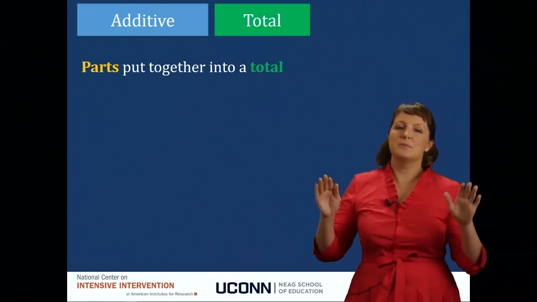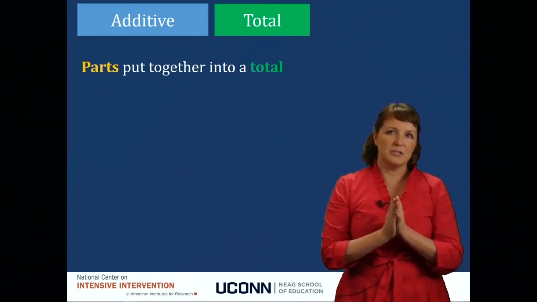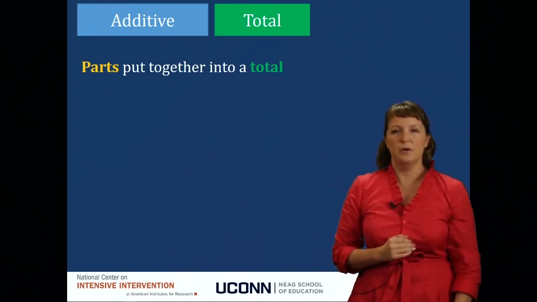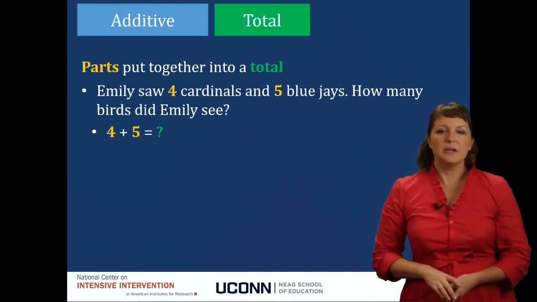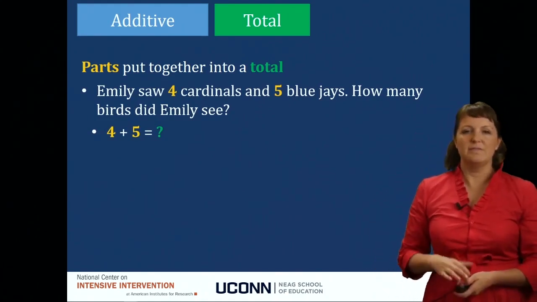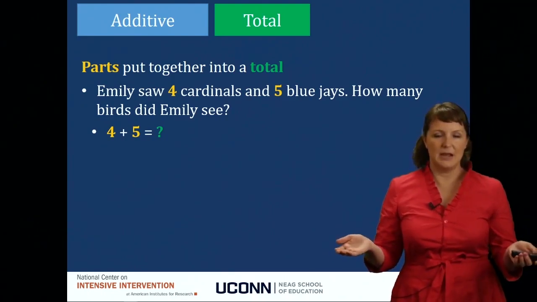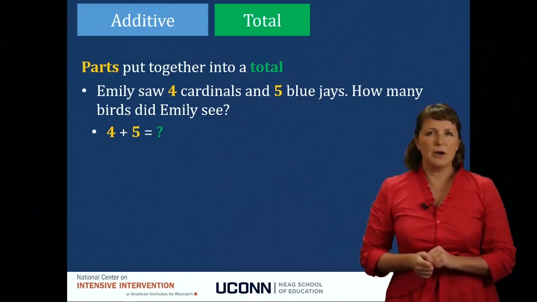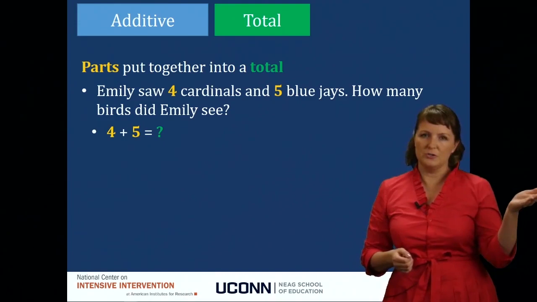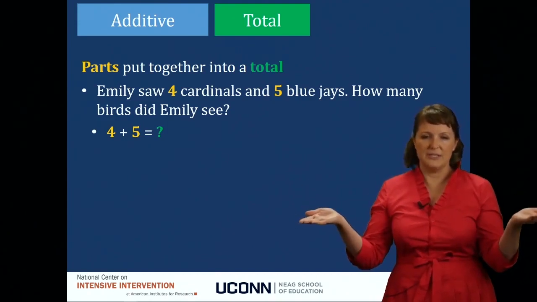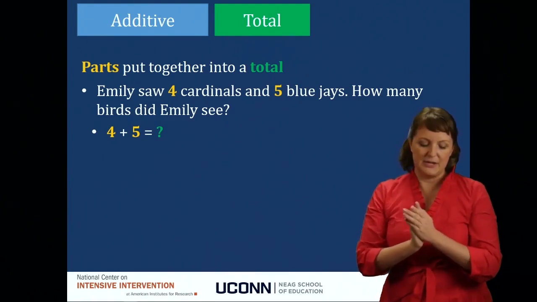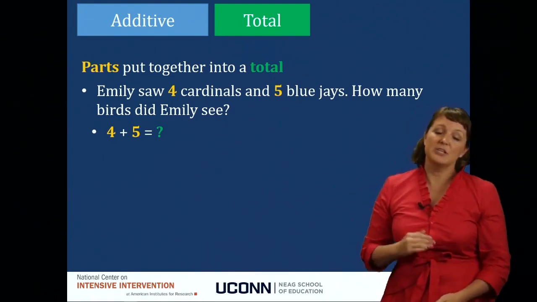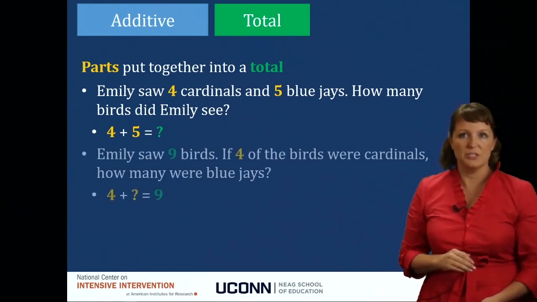Now in total problems, we have parts, and we put those parts together into a total. Let me show you some examples of what that looks like. Here, Emily saw 4 cardinals and 5 blue jays. How many birds did Emily see? So we have 2 parts in this problem. We have a part about cardinals, and we have a part about blue jays, and the question is asking us, how many birds did Emily see? So students might set up an equation like 4 plus 5 equals question mark.